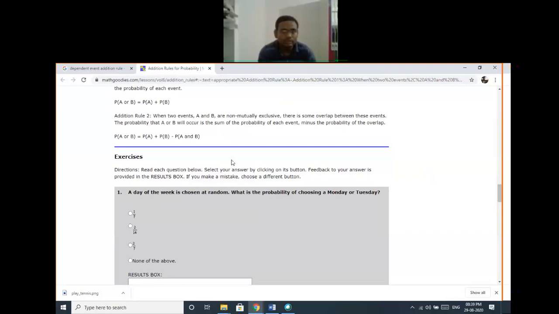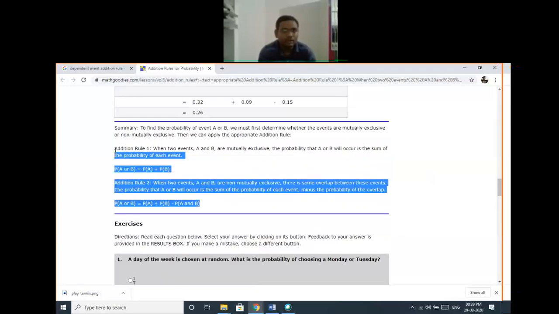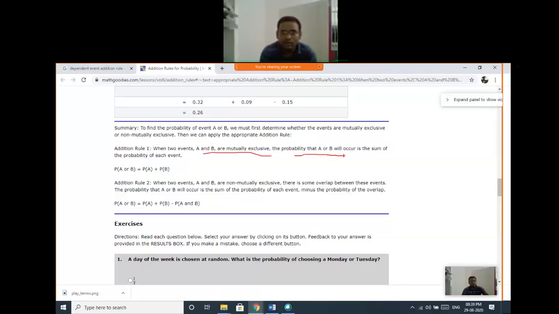Okay, these two things you have to remember. If events are mutually exclusive, then addition rule one: when two events are mutually exclusive, the probability that A or B will occur is the sum of the probabilities of events A and B. But when A and B are not mutually exclusive, that means there are some common outcomes occurring in between. So there is some overlap between these two events.